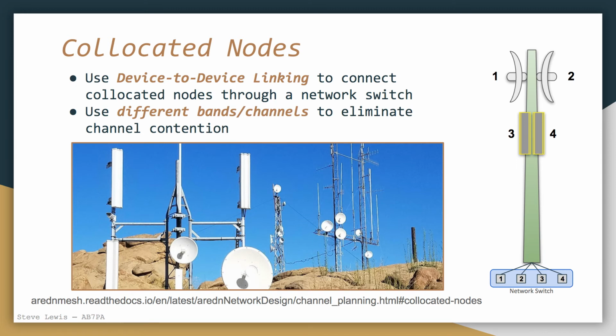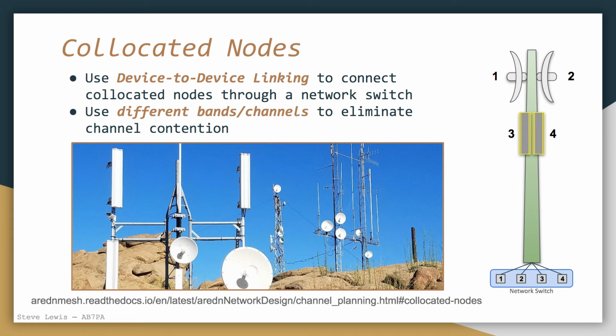At some sites, there may be several devices mounted on the same building or structure. This photo shows several AREDN nodes installed on a mountaintop, for example. If co-located nodes share an RF band and channel, it can result in poor network performance. As we saw a moment ago, the network throughput for the site could be reduced by half or more. If you have 2 or more co-located nodes, then it makes sense to allow those devices to pass traffic over their Ethernet interface rather than forcing them to use their radio. This is called device-to-device or DTD linking.